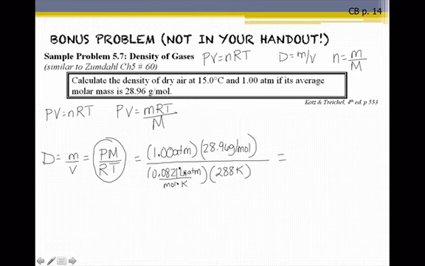So really quickly, let's look at what cancels here. Kelvin, Kelvin, mole, mole, ATM, ATM. I'm left with grams per liter. So my units on this are going to be grams per liter. And when I plug it into the calculator, I get 1.22 grams per liter. That's the density of dry air. So make sure you're a little familiar with that: you could rearrange PV equals nRT in order to find the density of a gas.